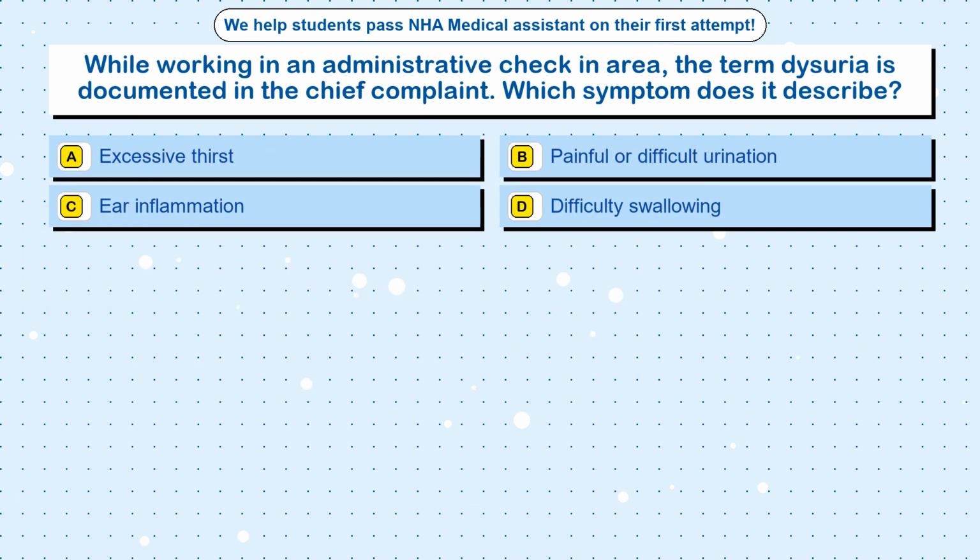Question 65. While working in an administrative check-in area, the term dysuria is documented in the chief complaint. Which symptom does it describe? Option A, excessive thirst. Option B, painful or difficult urination. Option C, ear inflammation. Option D, difficulty swallowing.